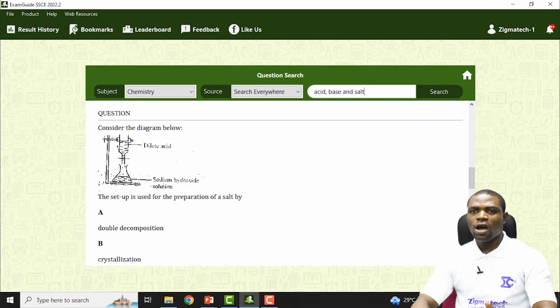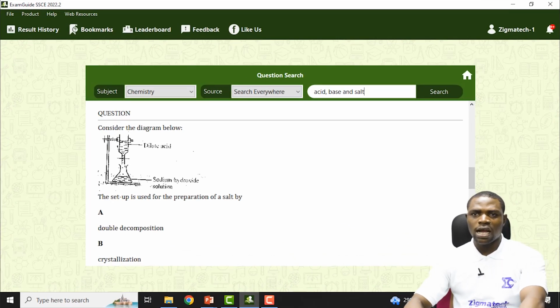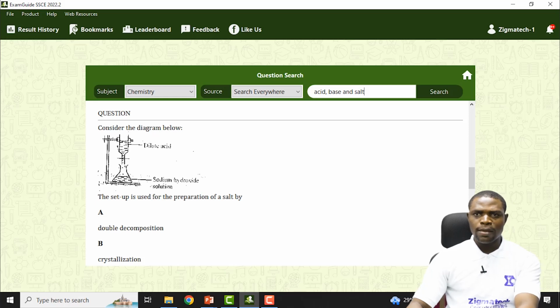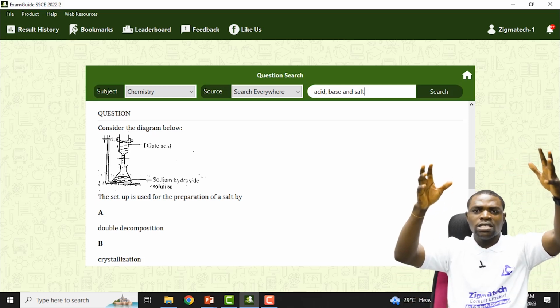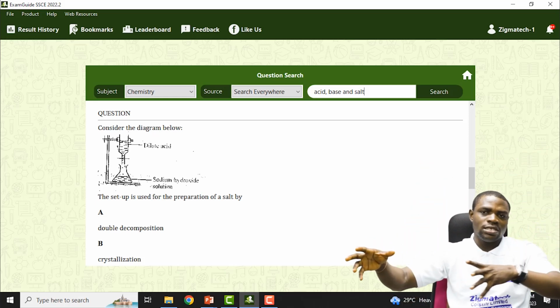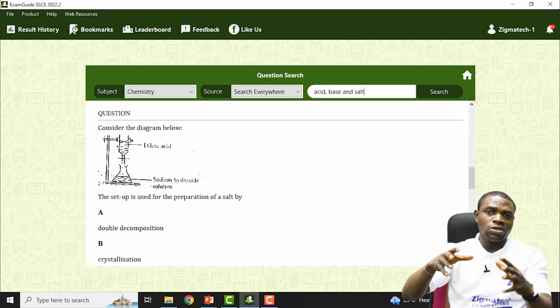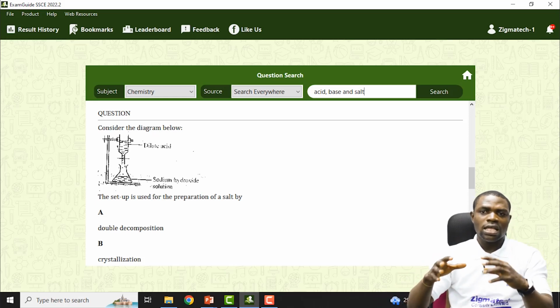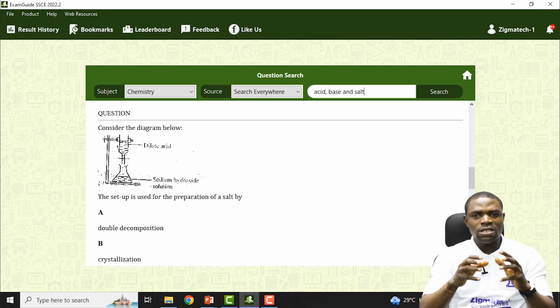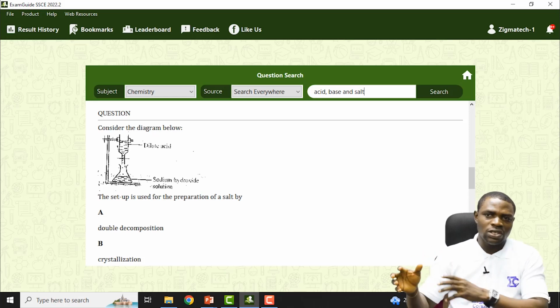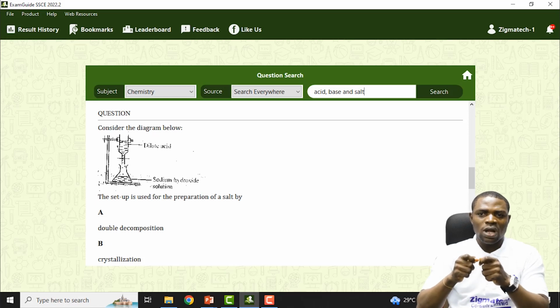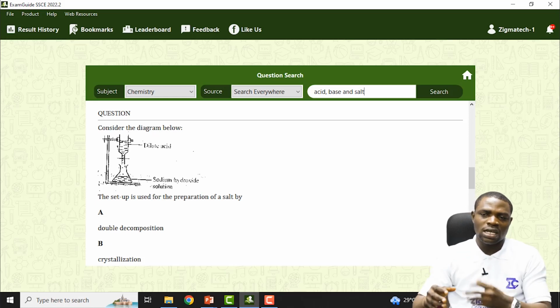All right, now question number 1, consider the diagram you are seeing on the screen. We have a setup. This is what we call quantitative analysis. I'm going to take you through what quantitative analysis means. In quantitative analysis, we try to analyze the content of acid reacting against base, and we want to look at the kind of reaction that takes place.